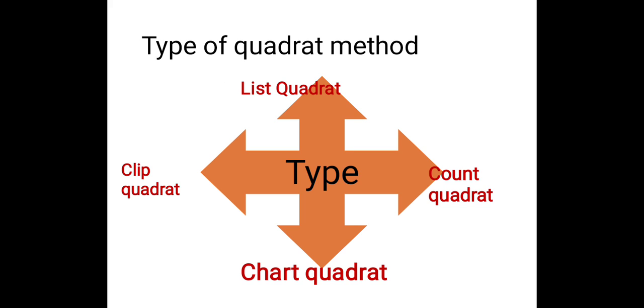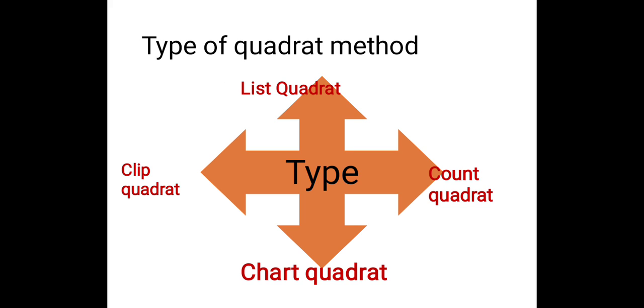Next is the count quadrat. When the species name and the number of individuals of each species found in the sample area are recorded, the sample plot is called a count quadrat. It is used to calculate the frequency and density of species and also their abundance.